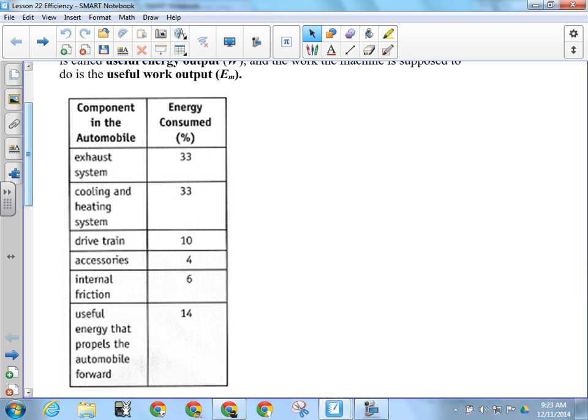All right? Now, obviously, we're making cars more and more efficient. They are getting better, right? But they still all rely on basically the same idea. Now, what if you have a hybrid car? Is that more efficient?